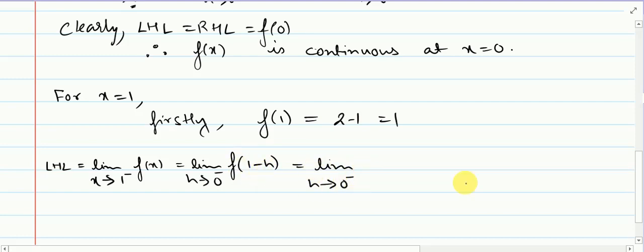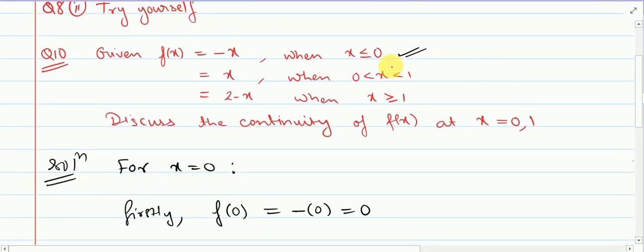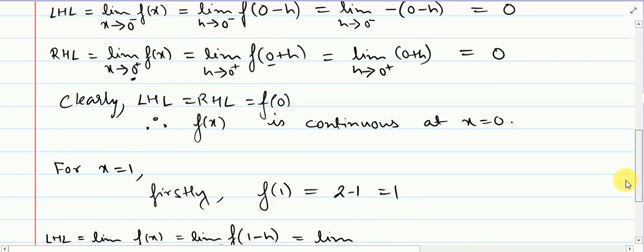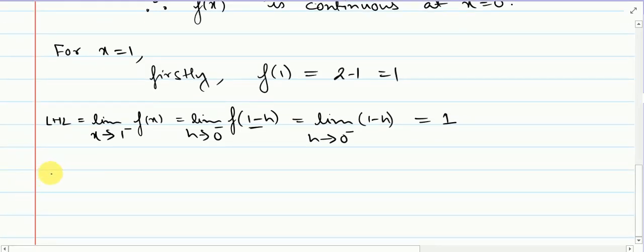Here 1 minus h means less than 1. So for less than 1, this is the one. f of x will be x. So we will get, this whole thing is like x for you, so we'll get 1 minus this. If I put h equal to 0, what I'll get? A definite value 1. And then the right hand limit.